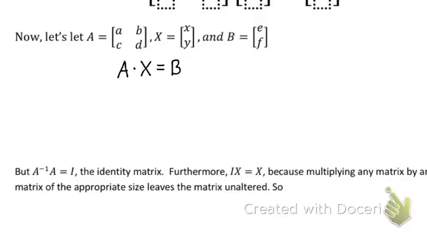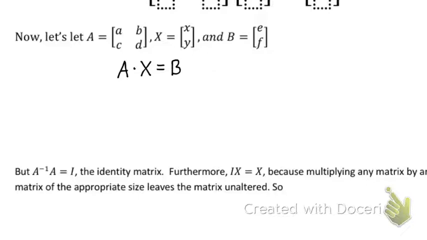I don't want this when I'm done. It's kind of like, let's say I had 3x equals 6. How do I solve for x? Yeah. You divide by 3. Now, we can't think of division because you can't divide matrices.